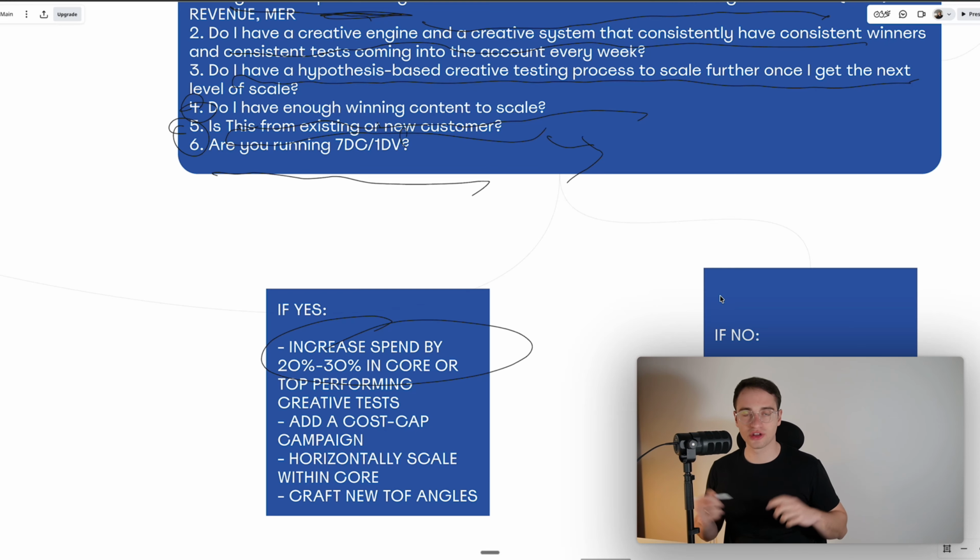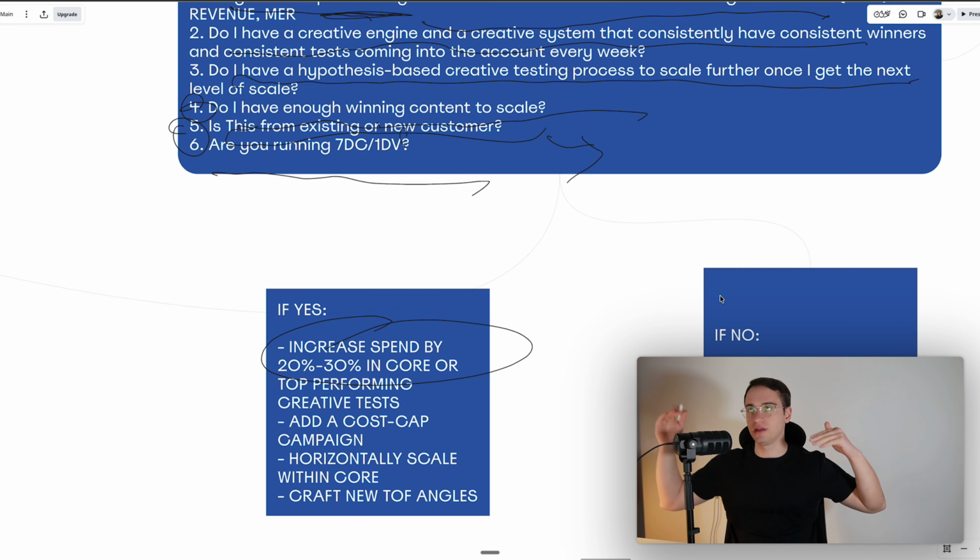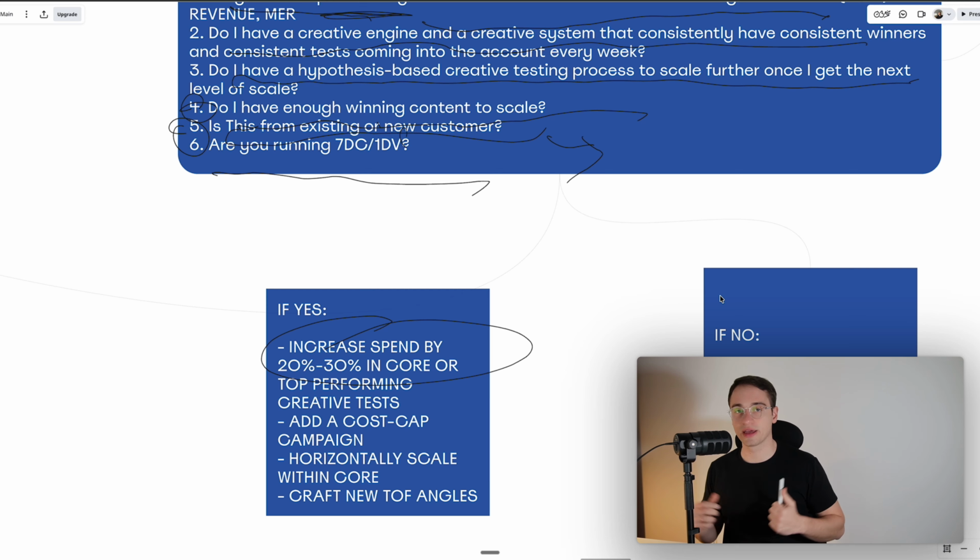And what I do is I just scale this by 20 to 30%, which is essentially the upper limit of what causes the campaign to get back into learning. Now, if I have a very limited time that I want to scale, maybe I have a sale, whatever, I'm going to be more aggressive on that. There's no question around it. But usually on a BAU fashion, 30% is the limit, so we don't get anything back to learning.